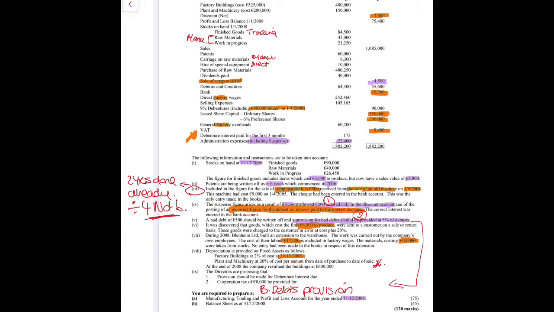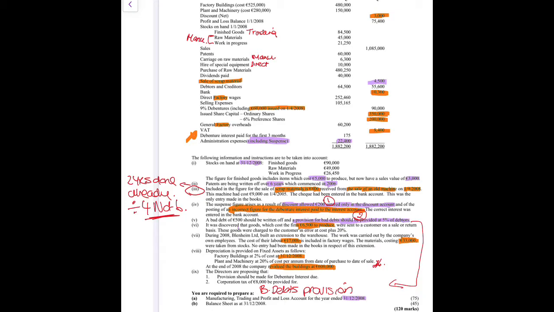Then it says at the end of 2008, the company revalued its buildings at €800,000. So you have to do a revaluation, and we'll go through that when we go through the workings. Then you're asked to provide a provision should be made for debenture interest due. You should have already done that. If you do it the way that I show you later in the video, you will have that done by the time you get to that working.